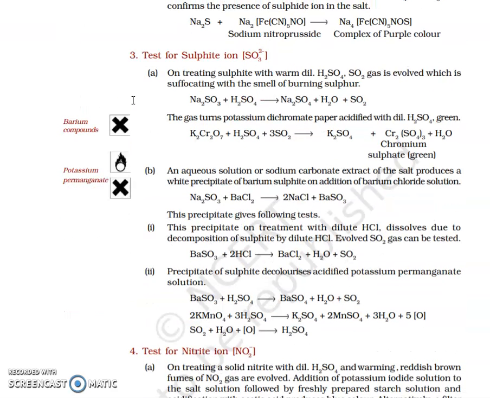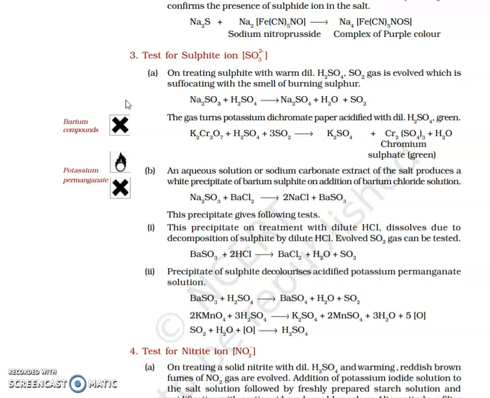Now test for sulfite ion, SO3 2-. You see, on heating sulfite with warm dilute sulfuric acid, SO2 gas is evolved, which is suffocating with the smell of burning sulfur. So sodium sulfite reacts with sulfuric acid to give sodium sulfate, water, and SO2. The gas turns potassium dichromate paper acidified with dilute sulfuric acid green. So you can see the formula of chromium sulfate, which is green.